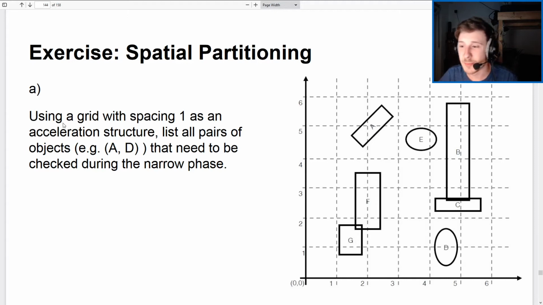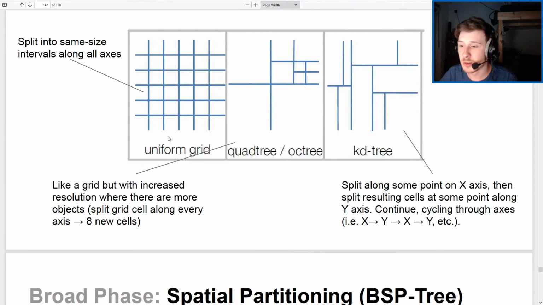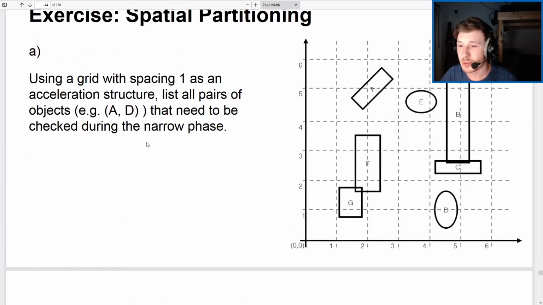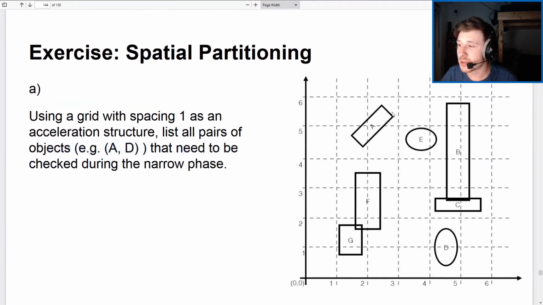Anyways, let's start. So using a grid with spacing 1 as an acceleration structure, list all pairs of objects, e.g. AD, that need to be checked during the narrow phase. Okay, the keyword we have here is a grid. If we remember back to a couple of minutes ago, we have this uniform grid scheme, and we have to mark all the pairs. So we go step by step and check which grid cell has 2 objects in it, and then we list them as pairs because they need to be checked.